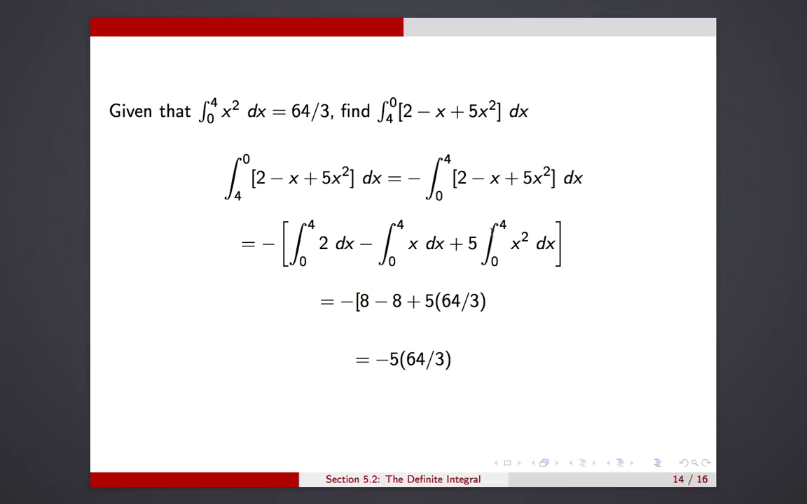And then here, this integral was directly given to you, 64/3. So I now have 5 times that. So 8 minus 8 is 0, right? So all I'm left with is this 5 times 64/3, and I had this negative out front from the very beginning. So here you go. Here's an example of something you might see in your homework that uses those properties.